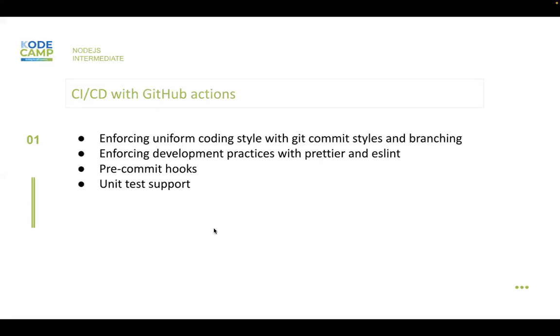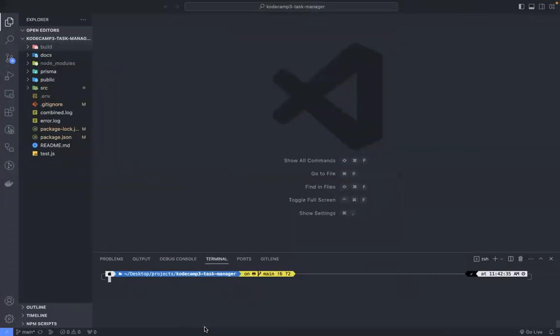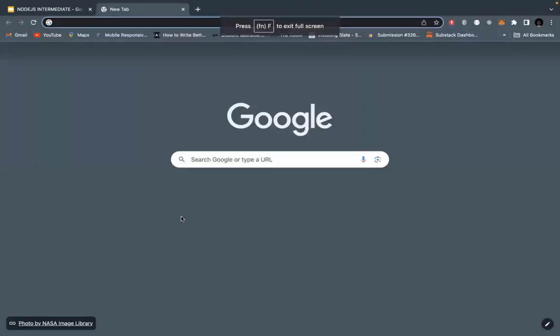We're done with the first item on the list, enforcing uniform coding style with Git commit styles and branching. And the second on this is enforcing development practices with Prettier and ESLint. So we want to add Prettier in our code. So what does Prettier do? Let's visit Prettier.